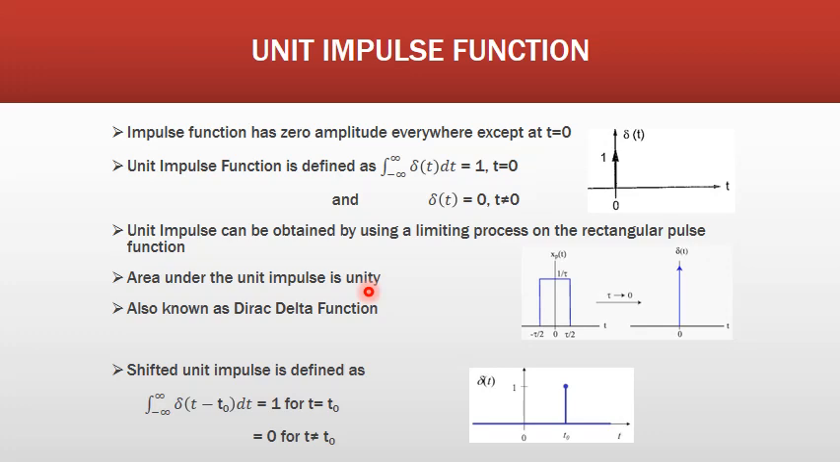Next, shifted unit impulse. The shifted unit impulse is defined as integral minus infinity to plus infinity del of t minus t naught dt is equal to 1 for t minus t naught is equal to 0, or simply we can say that t is equal to t naught, and the signal is 0 for t minus t naught not equal to 0, or t is not equal to t naught. The shifted impulse is shown in figure. Here, the impulse signal is shifted by t naught units.